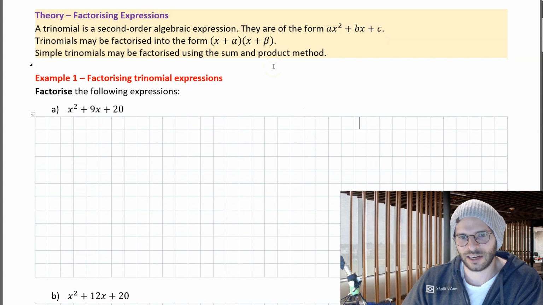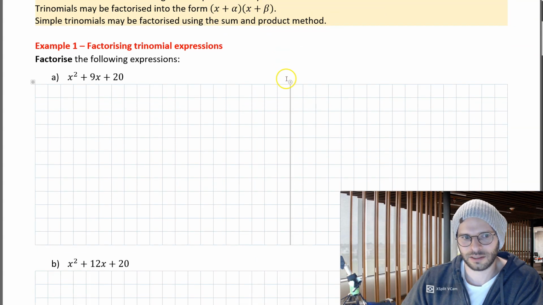A second order algebraic expression is typically of the form ax squared plus bx plus c, where a, b and c represent numbers. This is also called a trinomial expression because we have three terms within the expression, so 1, 2, 3 meaning tri. A trinomial may be factorized into the form x plus alpha times x plus beta. The way in which we're going to learn how to do that today is called the sum and product method. Let's have a look at how this can be done.